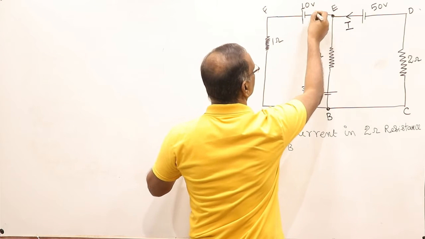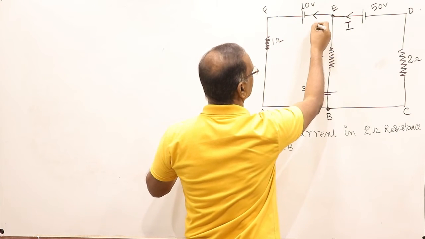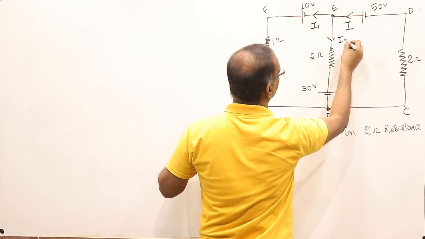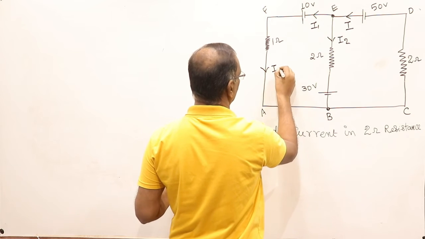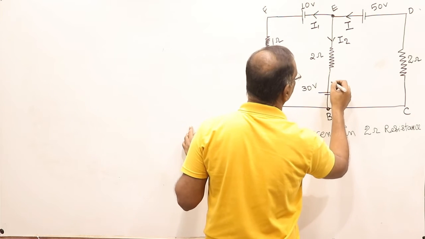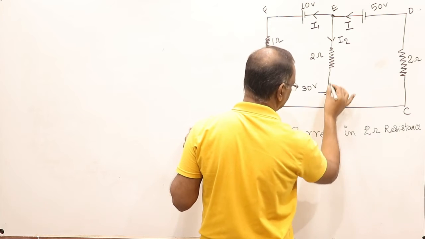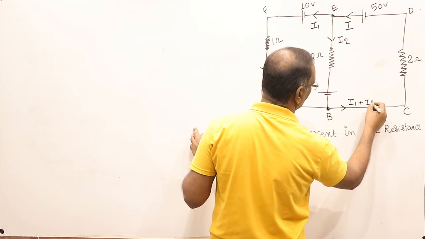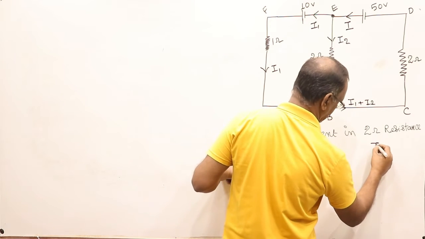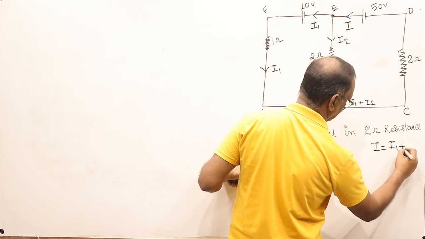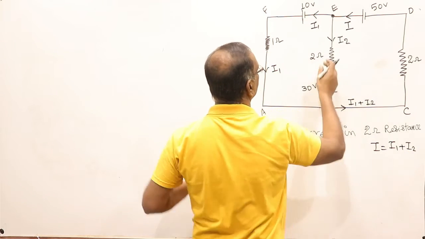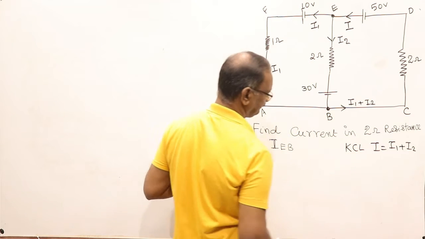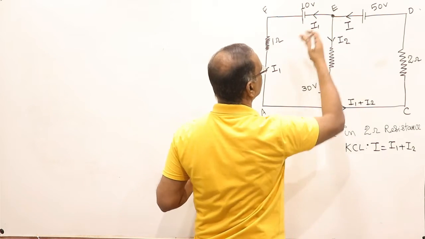So this is a junction. Let us give a direction. I1 current is flowing this way, and I2 is flowing this way. I2 comes to this junction, both of these come this way. So here I1 plus I2 goes, which is equal to I. So we can say I is equal to I1 plus I2. That is current entering is equal to current leaving, according to Kirchhoff's current law.